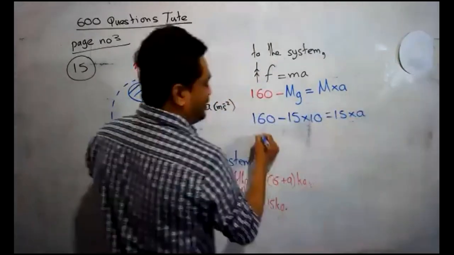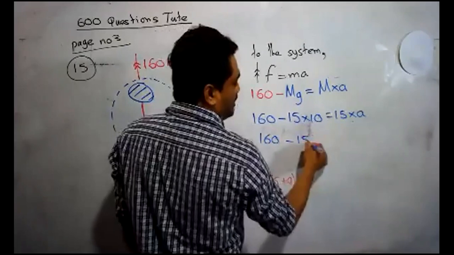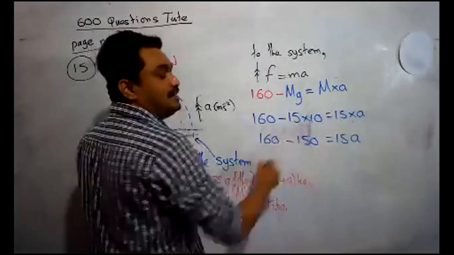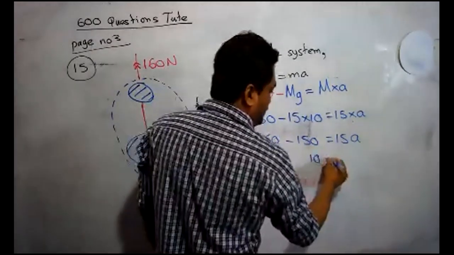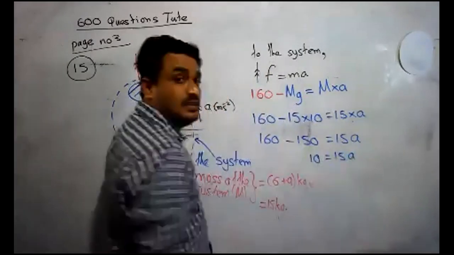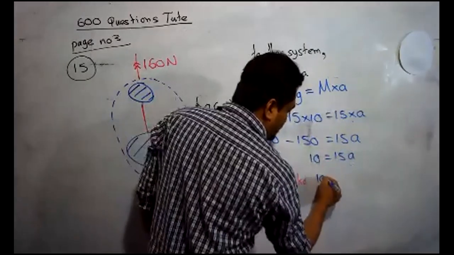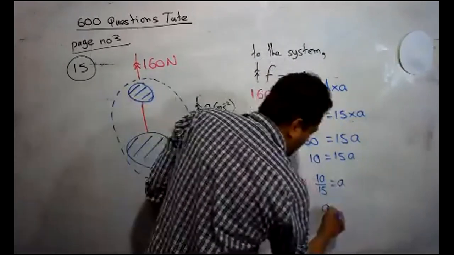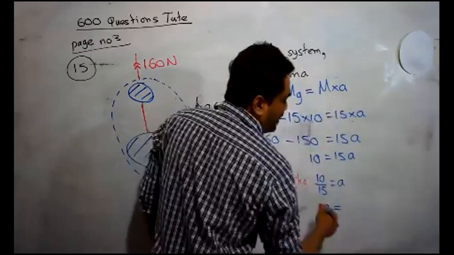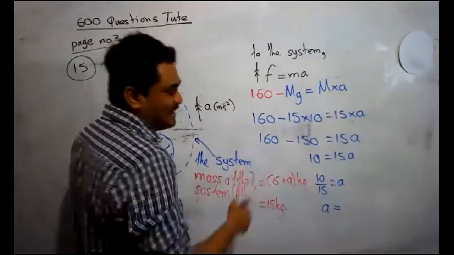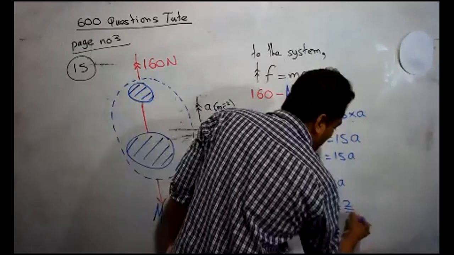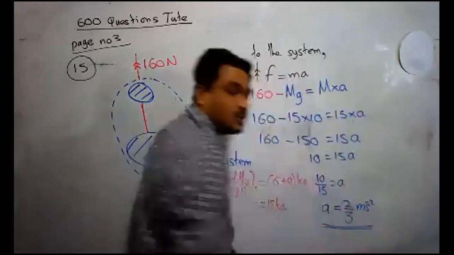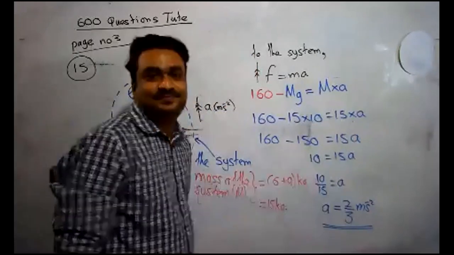Acceleration is simple A. 160 minus 150 equals 15 times A. 160 minus 150 is 10, equals 15A. So if you take 15 to this side, you will get 10 divided by 15 equals simple A. So simple A equals 10 divided by 15. 10 divided by 5 is 2, 15 divided by 5 is 3. So acceleration is 2 by 3 meter per square seconds. Complete it.